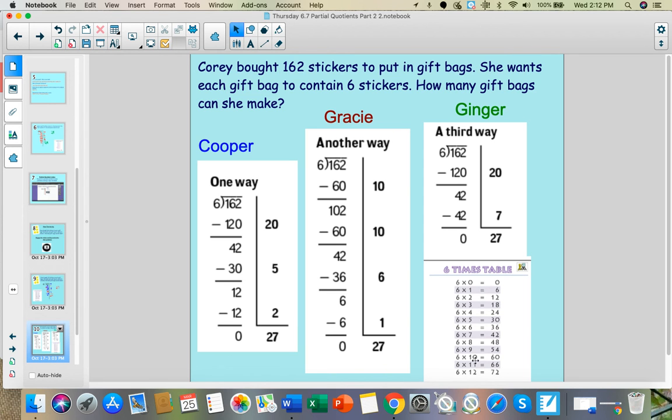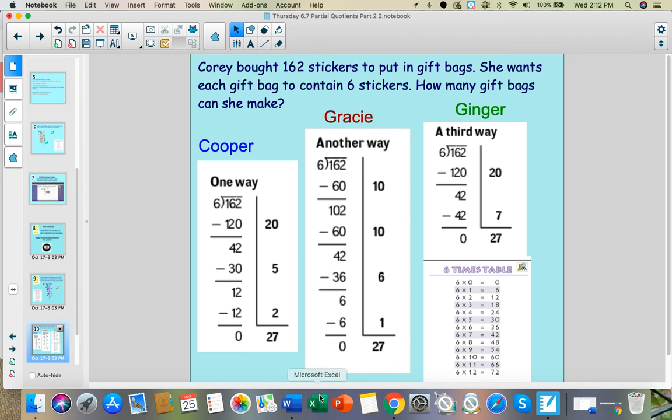How about if I double 6 times 10? Or do 6 times 20? So he did 6 times 2 is 12, and he attached the 0. So he did 6 times 20 is 120. And he subtracted it, and he got 42. Then he said, okay, I'm going to do this benchmark using 6 times 5. So 6 times 5 is 30. He subtracted, got 12. And then he knows that 6 times 2 is 12. 12 minus 12 is 0. So he got this problem in 3 easy steps. 20 plus 5 is 25, plus 2 is 27. So Cooper got it in 3 steps.